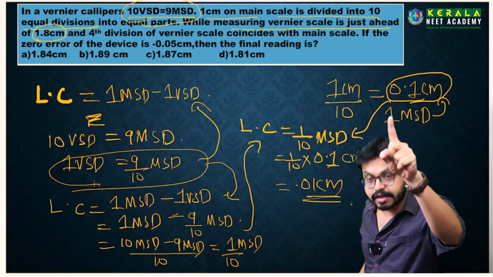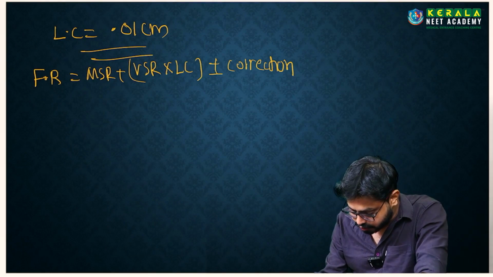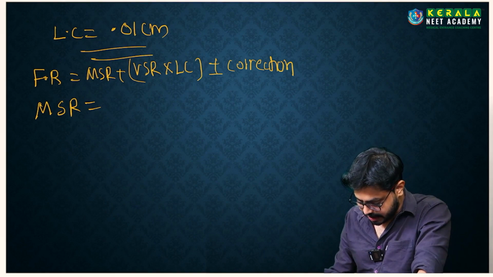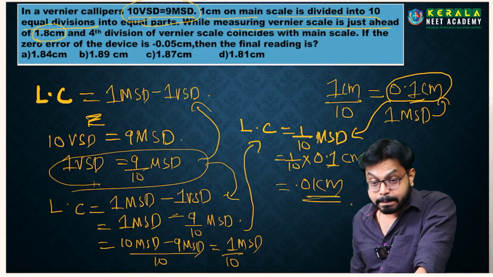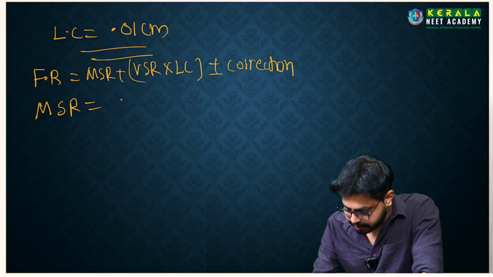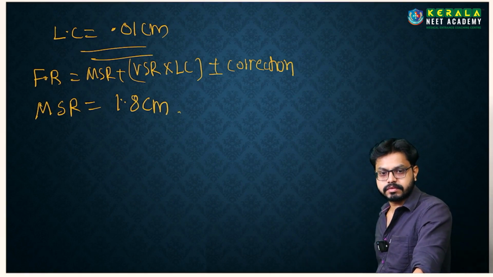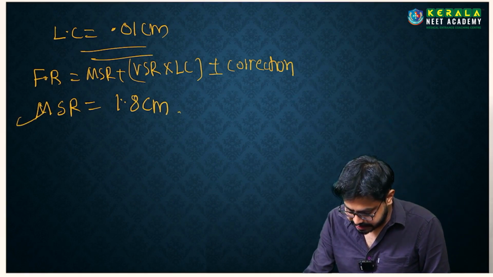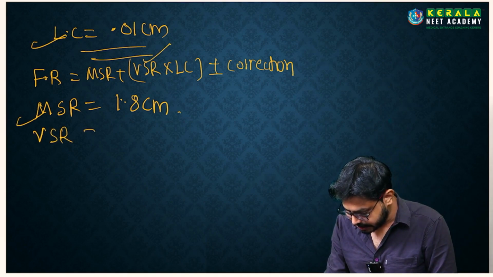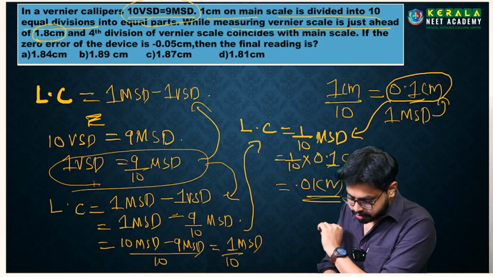Just ahead, so what is the reading? That is nothing but the main scale reading. So, we got the main scale reading here. Just ahead of 1.8 centimeter. So, main scale reading is equal to 1.8 centimeter. We got the least count, we got the main scale reading. Next, the vernier scale reading. Vernier scale reading means how many divisions coincide; that is given in the question.